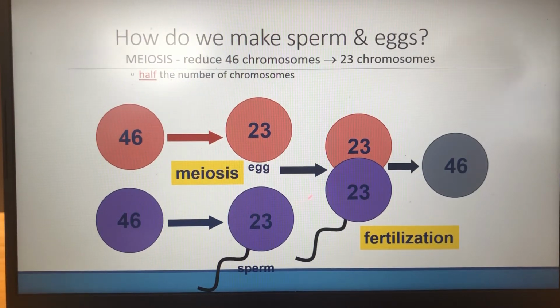Okay, so here is meiosis, and what we're doing is halving the chromosome number to 23, and then what's the point of fertilization? To restore the chromosome number. So the egg and the sperm come together and boom, we have 46 again. Okay, so that happens for all species, but they don't keep the number 46.